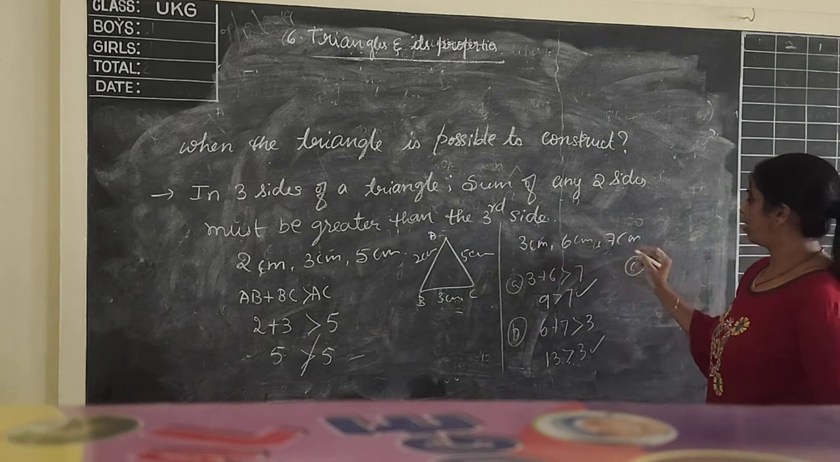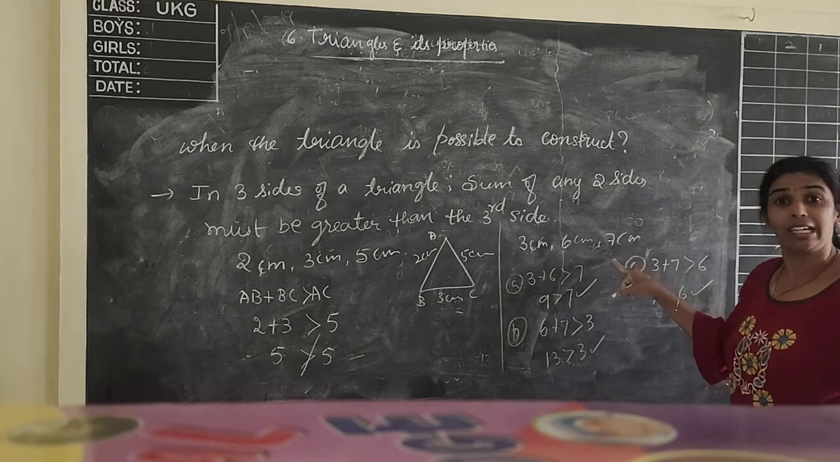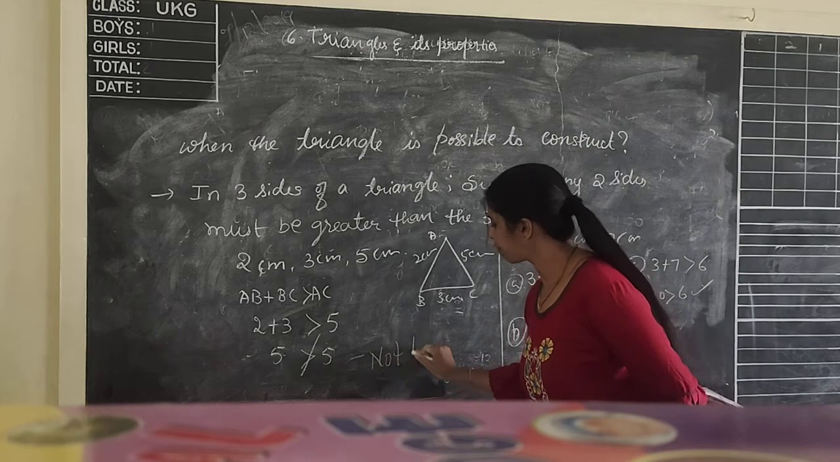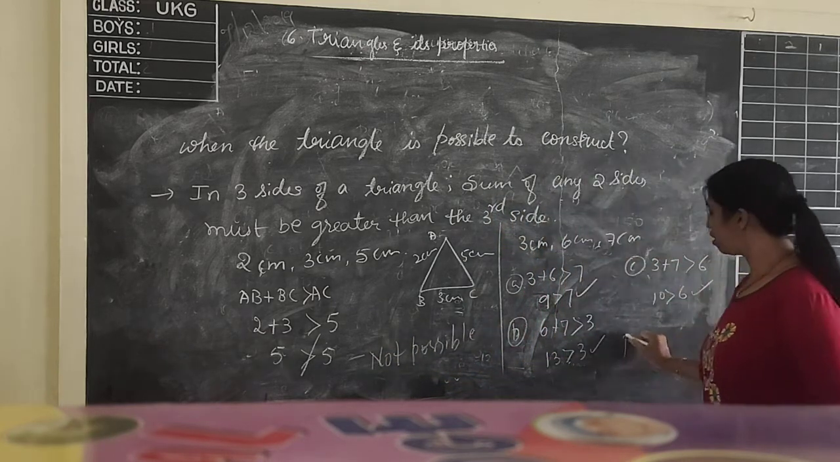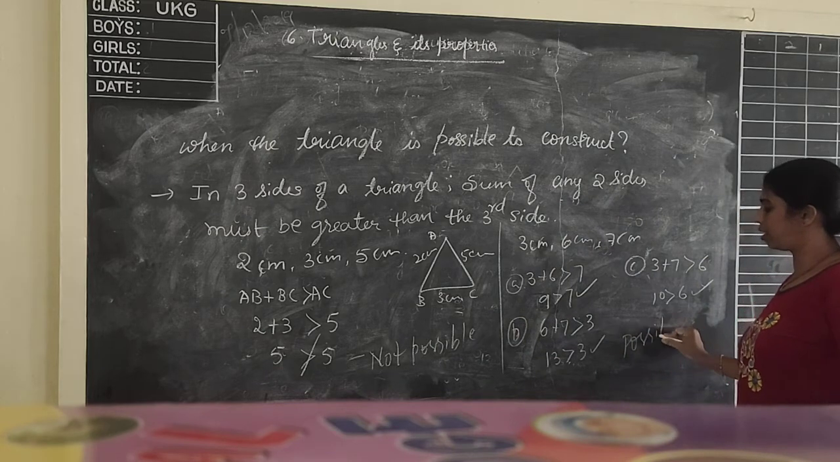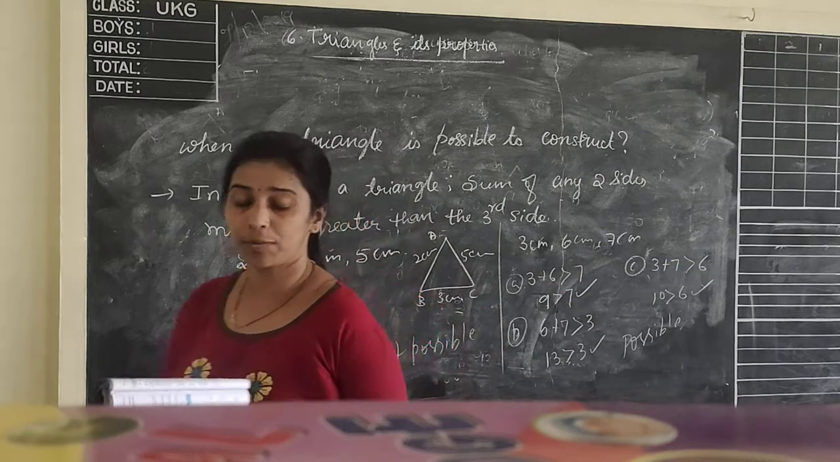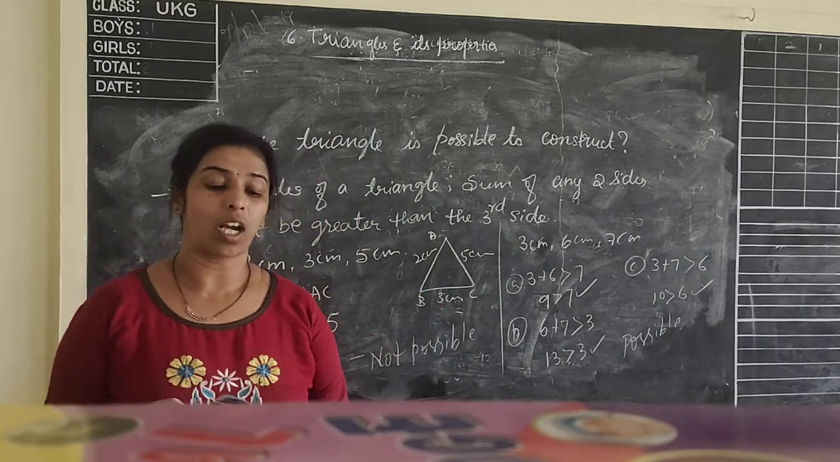C. Next, these two I take. 3 plus 7 greater than the third side. That remaining is 6. 10 greater than 6. Yes. Then here the triangle is possible to construct. Here, not possible. Here, possible. Triangle is possible to construct. Like this, there is one rule. Understood?